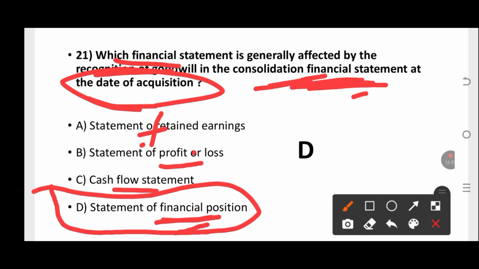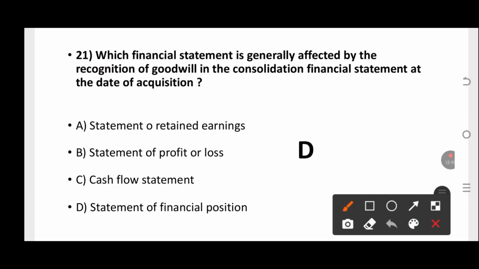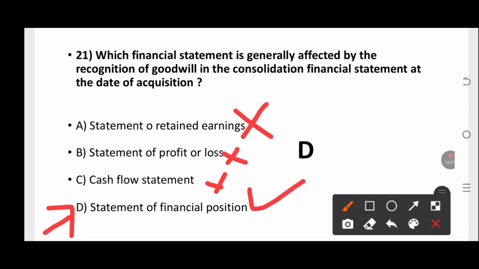The statement of retained earnings is not affected by goodwill in the consolidated financial statements at the date of acquisition. B, the statement of profit or loss, is also not affected. C, the cash flow statement, is not affected by recognition of goodwill. The statement of financial position is the correct answer. Answer D.